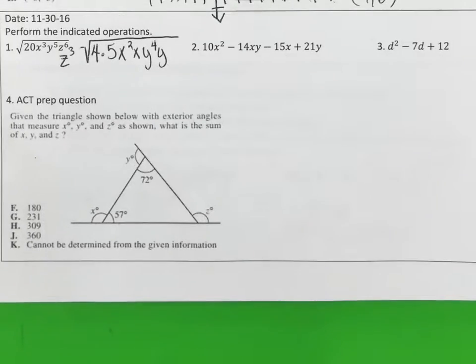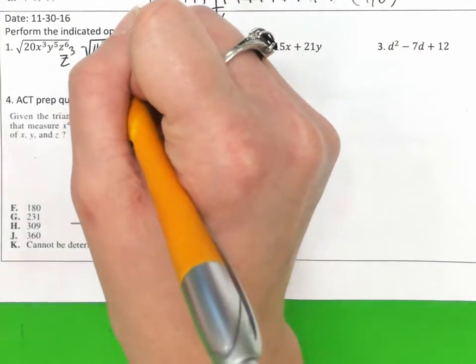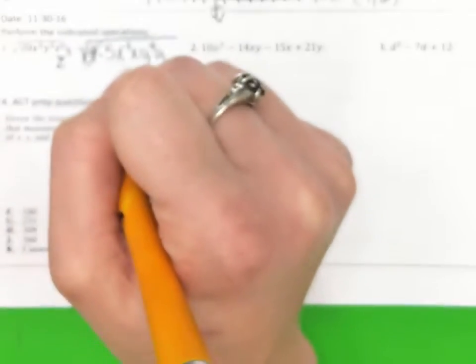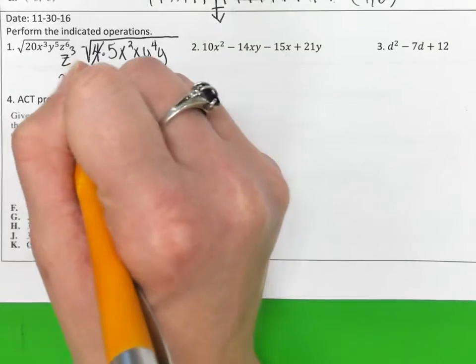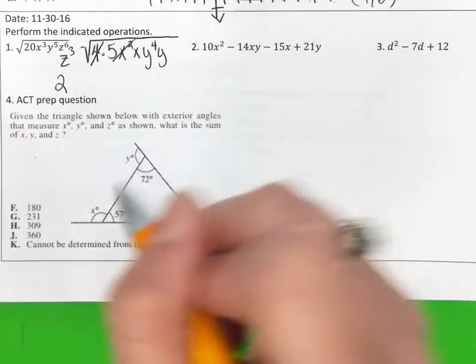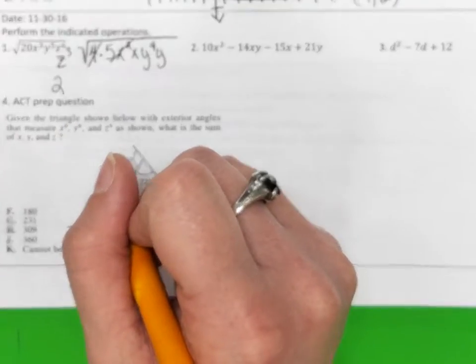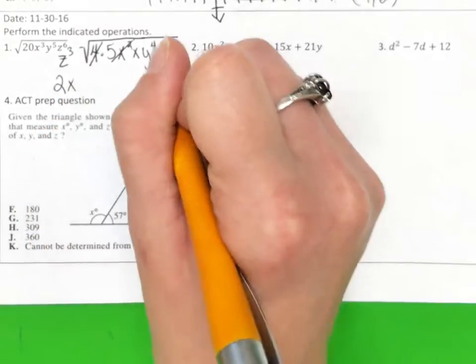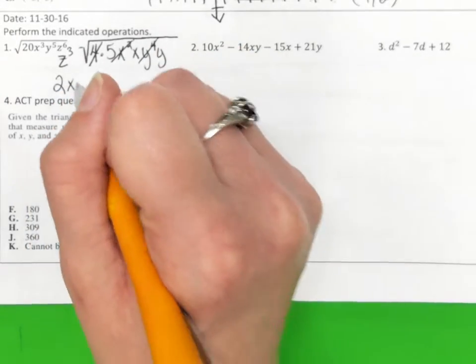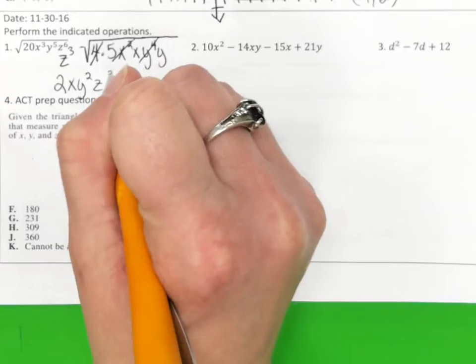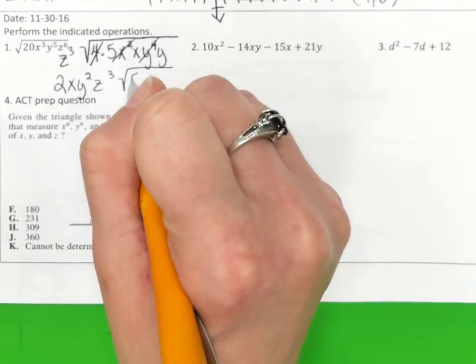Alright, so let's start taking some stuff out. Let's see. Take out 4. What's the 4 come out as? 2. Can't take the 5. What's the x squared come out as? X. What's the y to the 4 come out as? Y squared. And then don't forget the z cubed. And then we got what? 5xy?